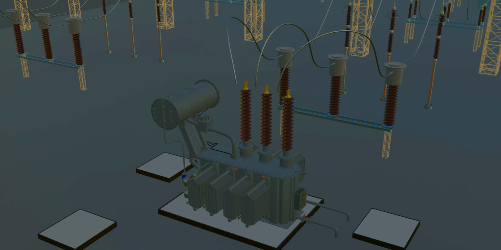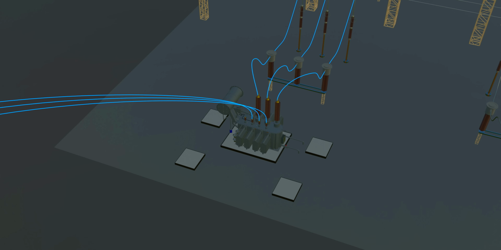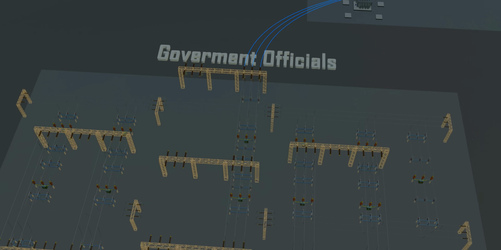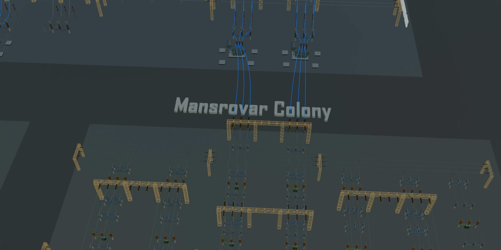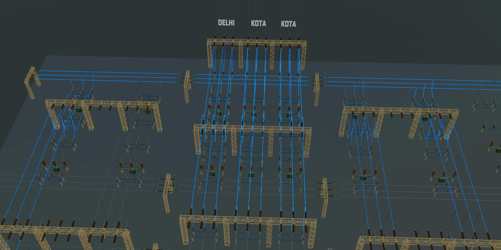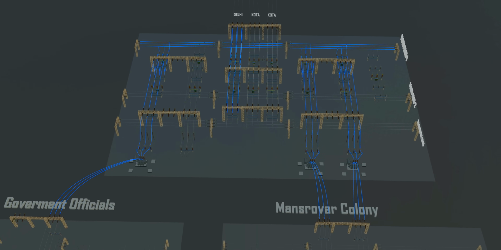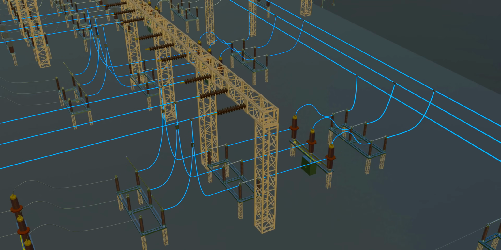Let me explain a simple example to help you better visualize how this setup works in the real world. Imagine this transformer supplies electricity to an area where government officials live in a city like Jaipur, while the other transformer powers a residential area like Mansarovar Colony. Now suppose the supply from Kota is interrupted due to a fault, and the power coming from Delhi isn't enough to support both the government zone and Mansarovar Colony at once. In that case, the residential area is disconnected first, while the government zone continues receiving uninterrupted electricity as a priority.